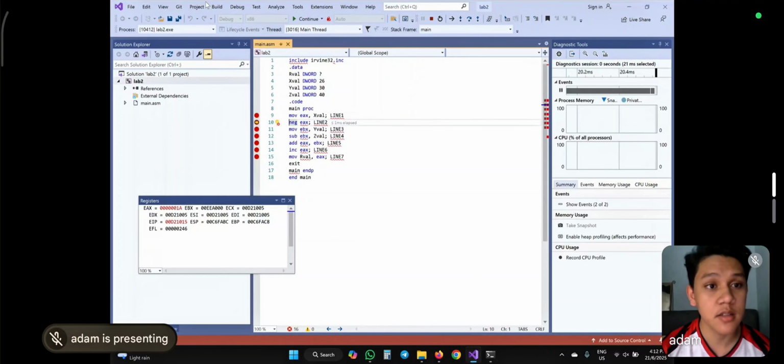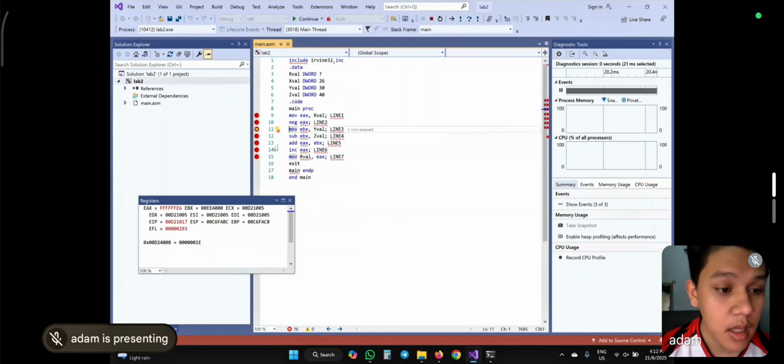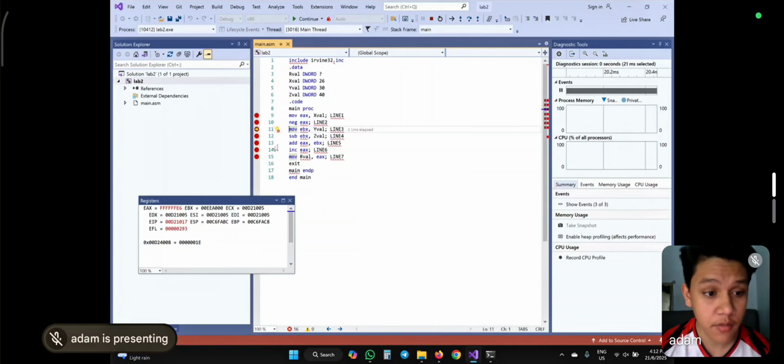Okay, so now let's execute line number 2. Here we can see that register EAX has once again changed into FFFFFFE6 in hexadecimal. This is because in line 2 we are negating the value of the register EAX. Previously it was 26D, right? Now when we negate it, it will become negative 26D. So negative 26D in hexadecimal is right here, FFFFFFE6 in hexadecimal. That will explain why the value of the register EAX changed.